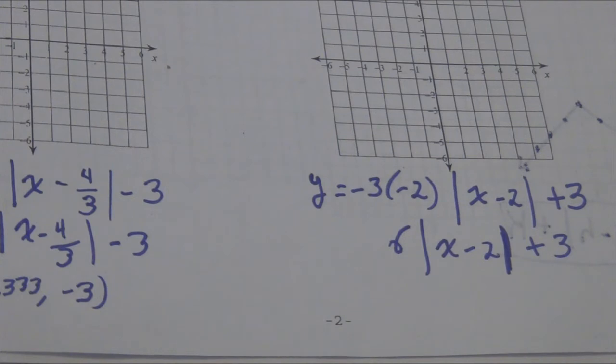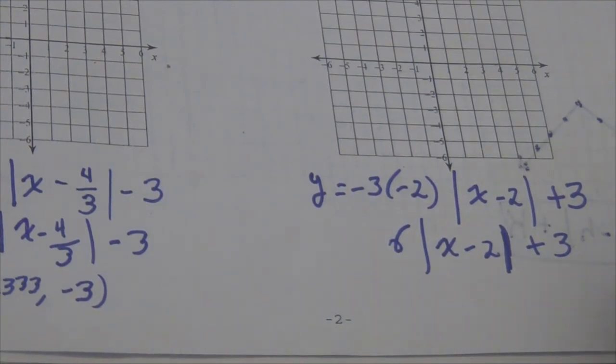Got it? All right, so this was graphing absolute value equations. I showed you how to describe it, but it's always useful to use the calculator to create your own graph. Look at the table of values and graph from there, okay?